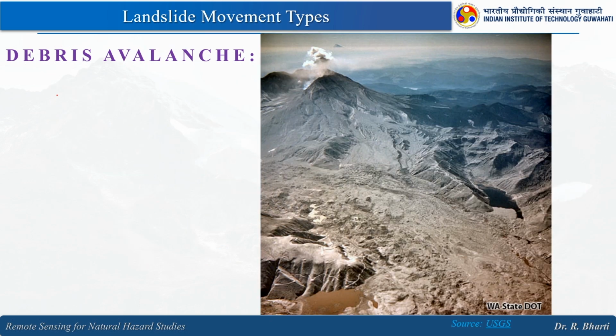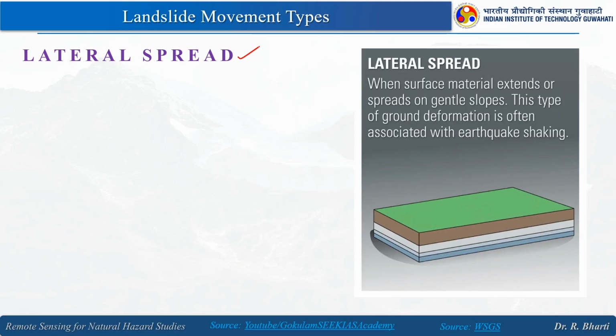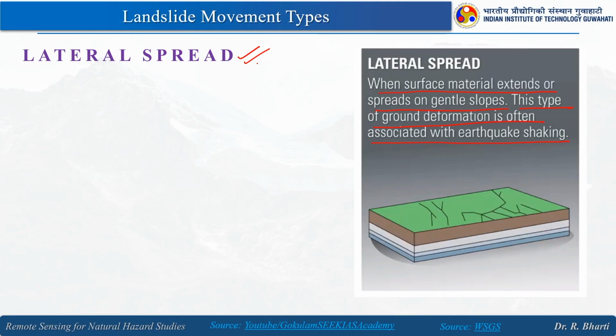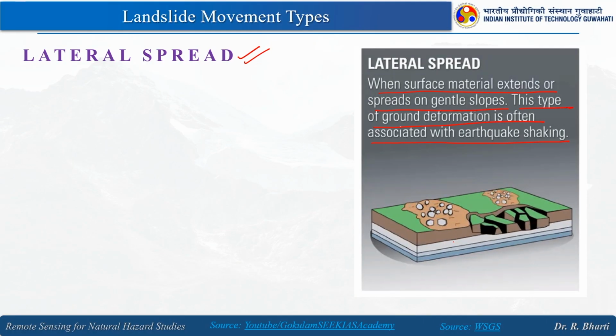Debris avalanche. Here you can see the debris avalanche example, how the material is coming down the slope, right. Then comes the lateral spread. So, when surface material extends or spreads on a gentle slope, this type of ground deformation is often associated with earthquake shaking. So, because of the seismic activity, this lateral spreading is taking place. You can see here.